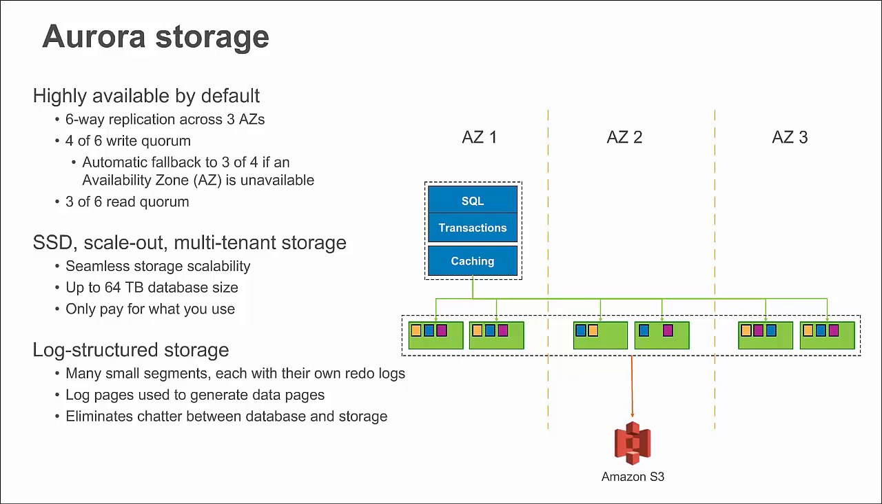Again, like I mentioned previously, we took that monolithic design and broke it down into caching in a separate layer, SQL and transaction in a different layer, and then storage in a third layer. And a lot of innovation in Aurora actually is in the storage layer. There's a lot of stuff that is happening there. It is highly available by default.